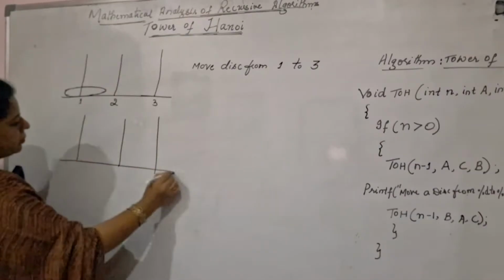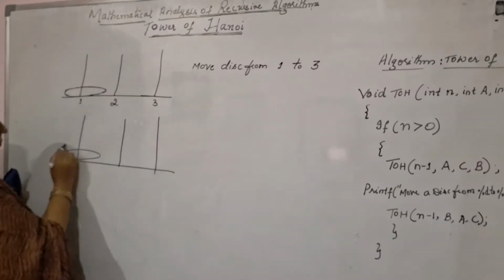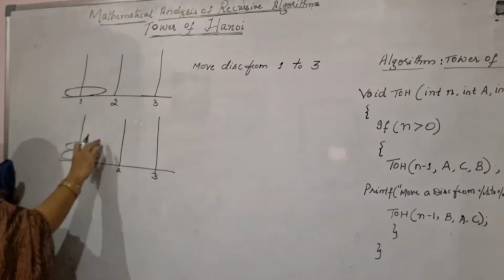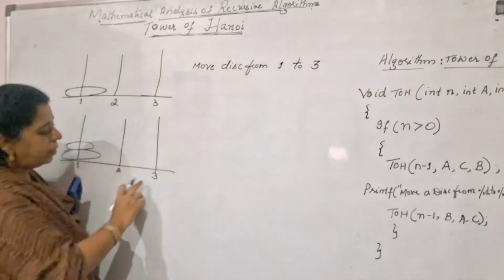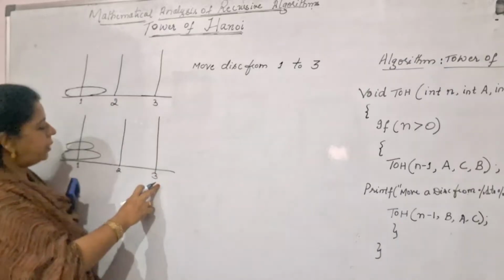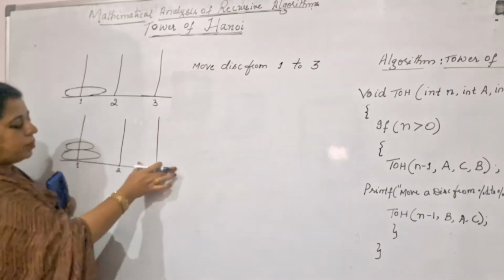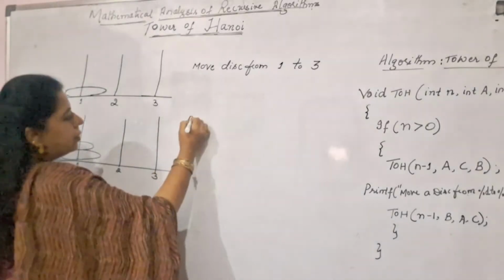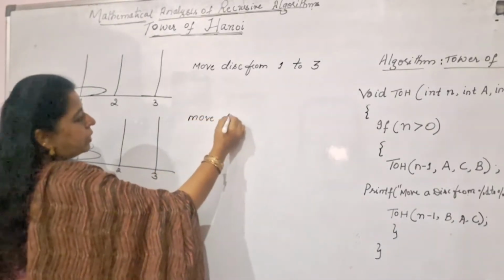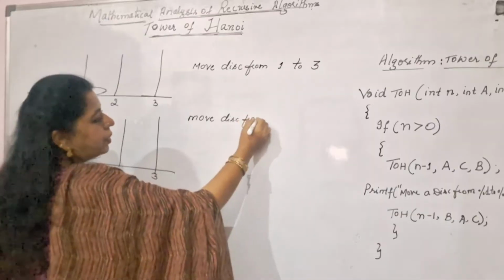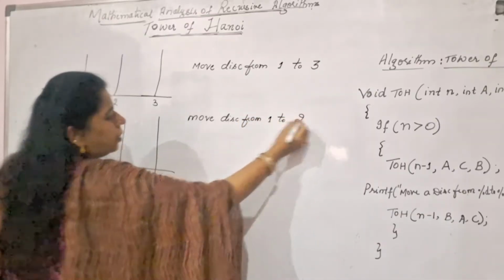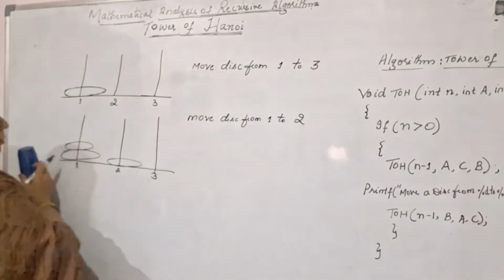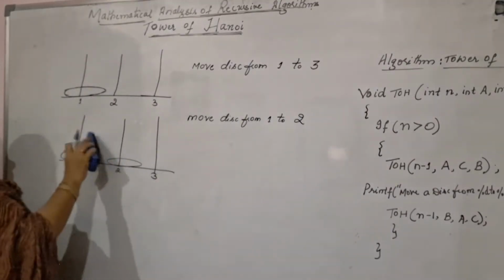We'll see one more case wherein two disks are given. Like this, these are the three towers. Now these two disks you have to move to the third tower. How do you carry this out? And you have to see that the larger size disk will be placed at the bottom. So the first step will be: move disk from 1 to 2. You are first moving the smaller disk to this tower, so that means you have moved this disk here.